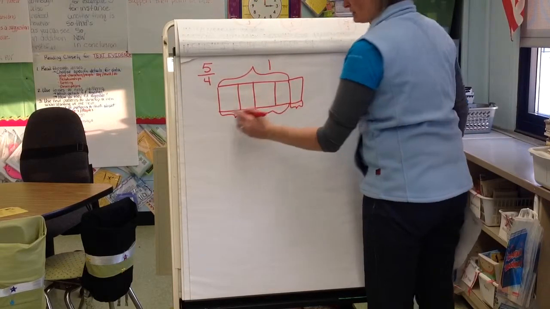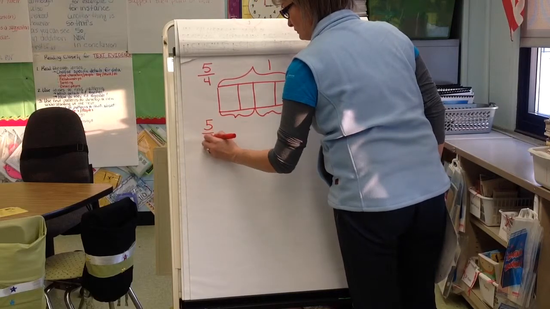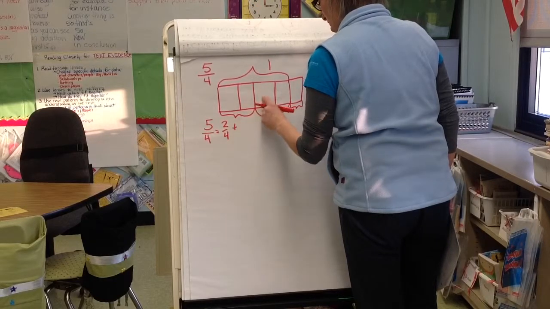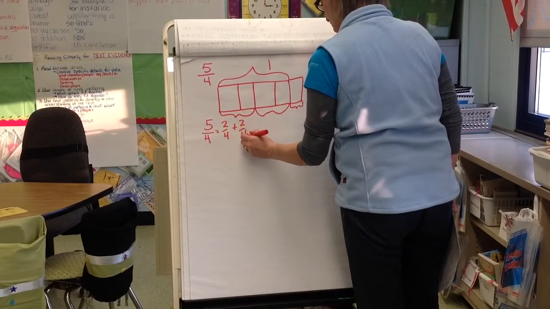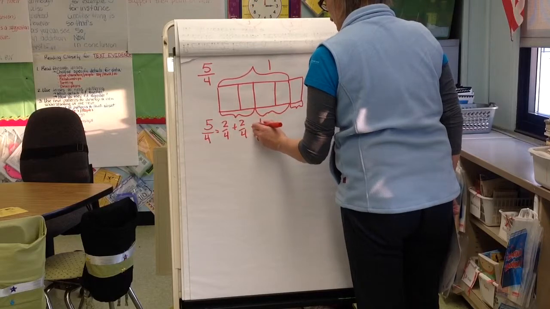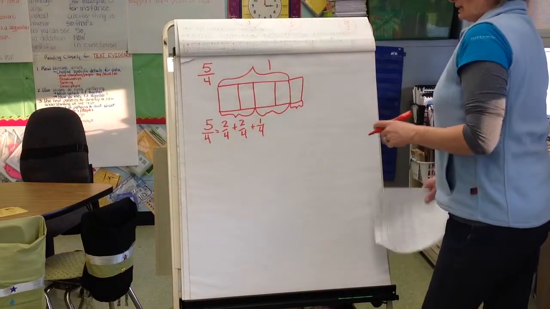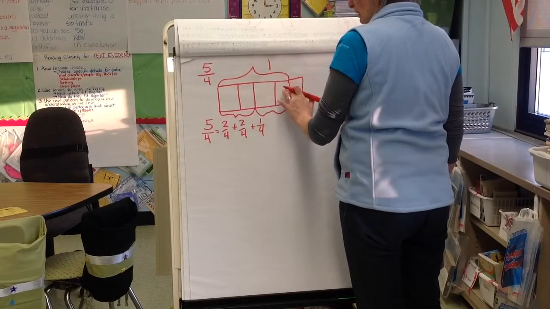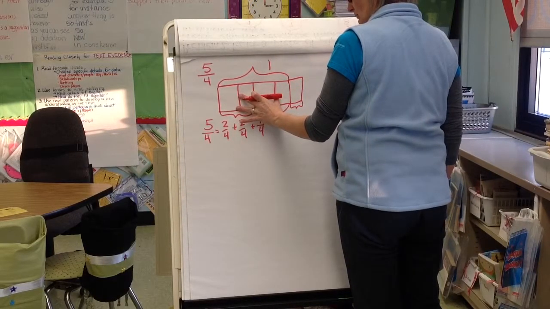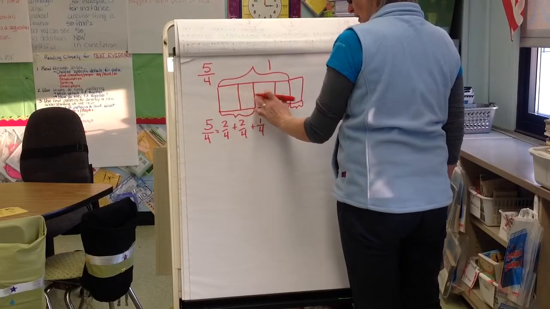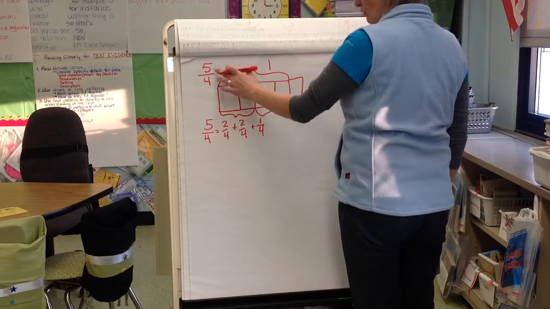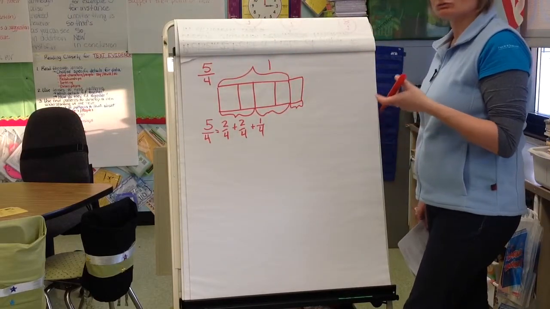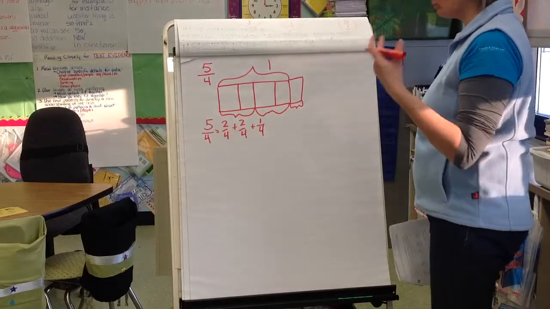Okay, let's write a number sentence. 5/4 equals 2/4 plus 2/4 plus 1/4. It's very important that you look at the bracket to help you figure out the unit fraction. Okay, in this case we were told it takes 4 pieces to make one whole. We have more than 4 pieces. That automatically tells you that there's more than one. You have more than one whole.